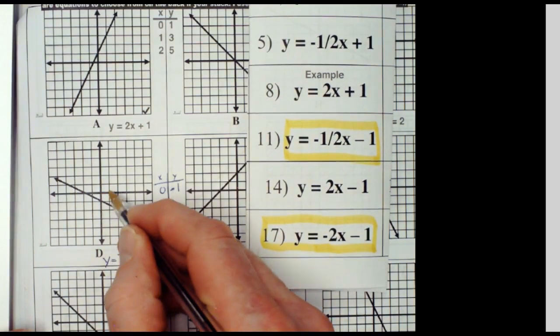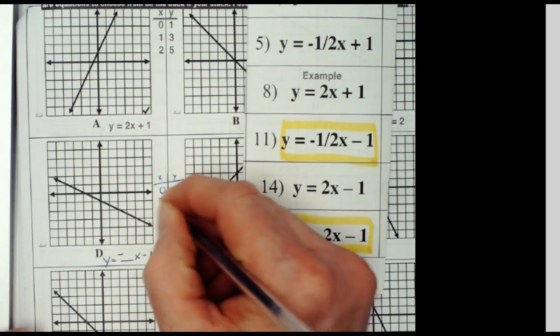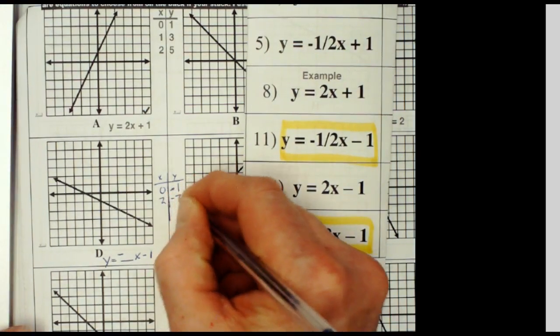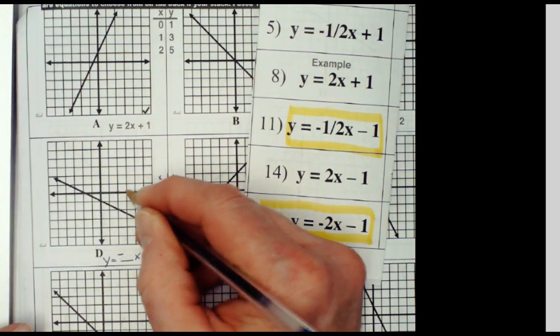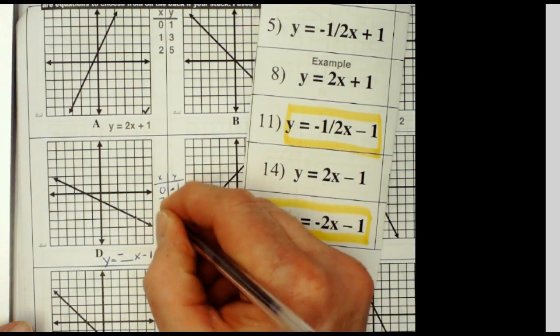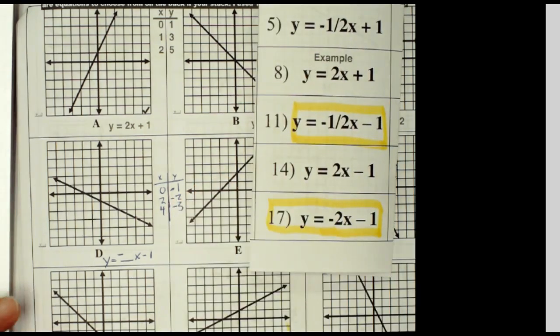We'll go over, my next point looks like over 2, down 2. So over 2 and then negative 2. And then this is a pretty good point too. 1, 2, 3, 4. Looks like we go over 4 and down 3. So let's take a look and see which one of those works.